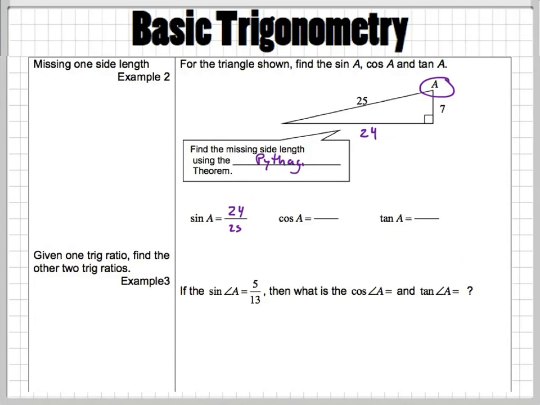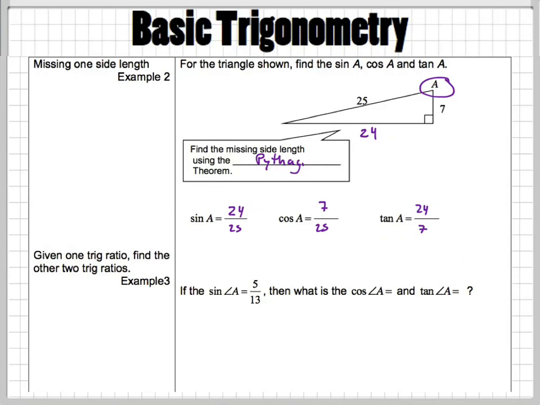And then for cosine, it's adjacent. Adjacent to A is 7, and our hypotenuse is still 25. So we have 7 over 25. For tangent, opposite of the A is 24, over adjacent, which is 7. So we have 24 over 7.